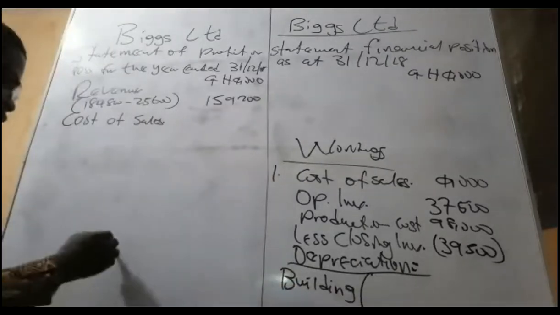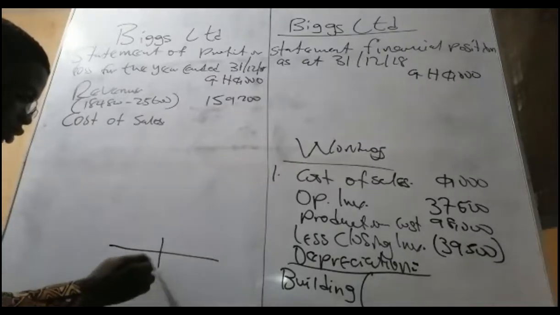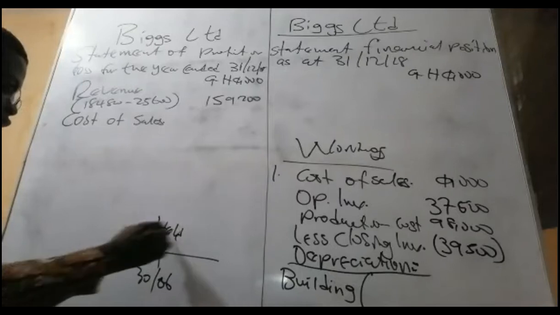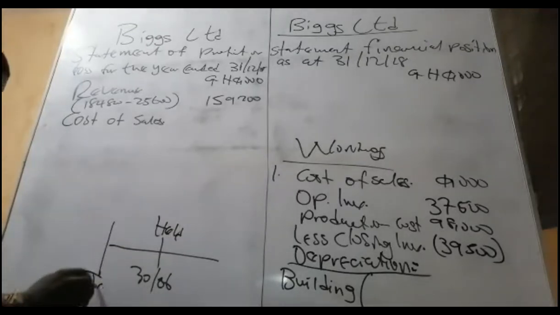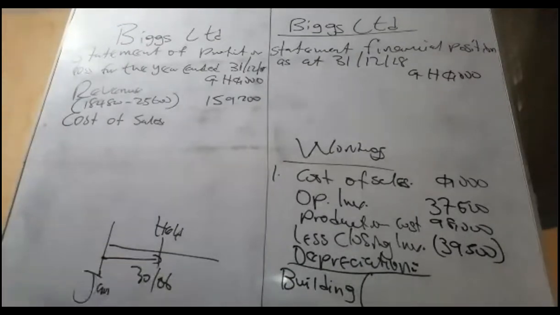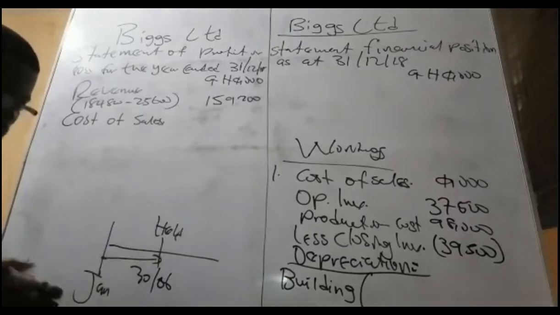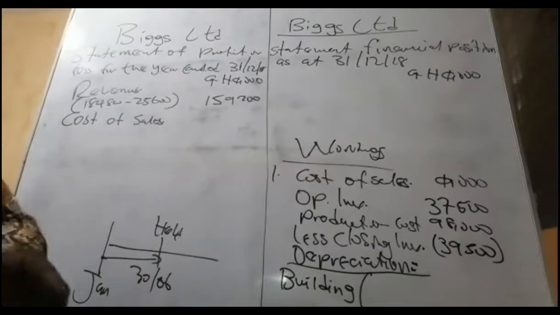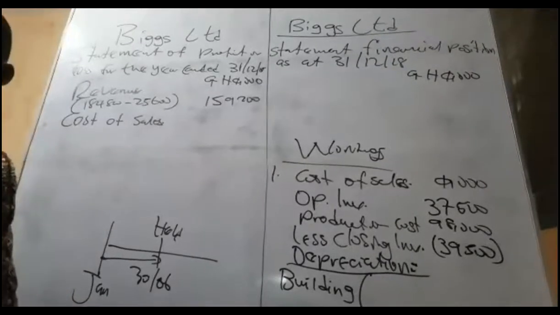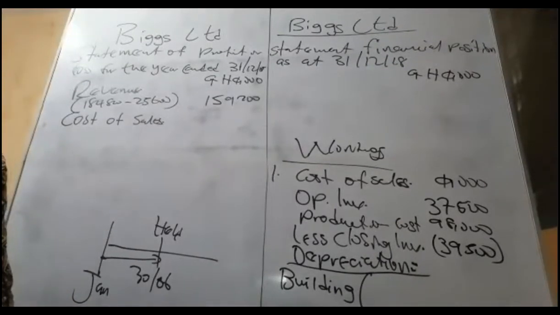They said they classified the building on 30th June as held for sale. So depreciation must be charged from the beginning of the year up to the day that they do the classification. Which is 6 months depreciation. Because if you classify a particular asset as held for sale, you stop charging depreciation.